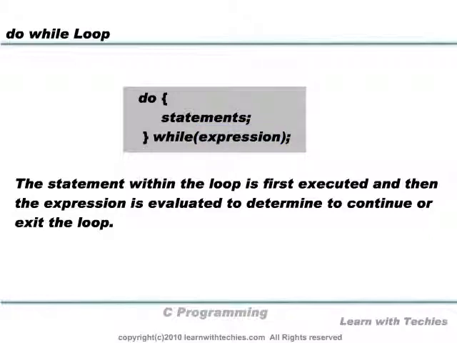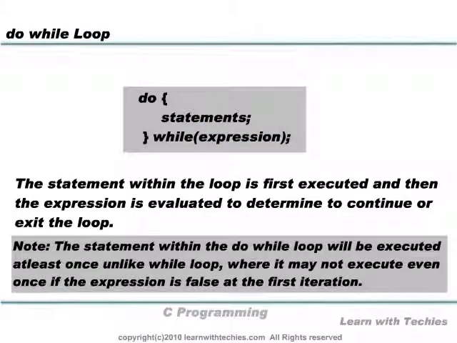If you observe, the body of a do-while loop will be executed at least once. Whereas it's not necessary in a while loop, because if the expression is false in the very first iteration, then the body of the while loop will not be executed at all.